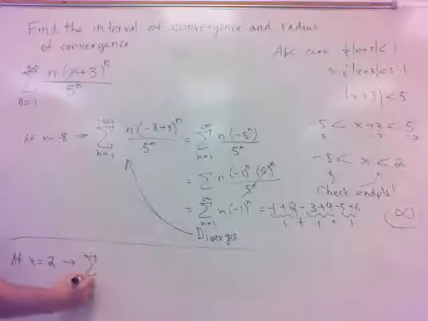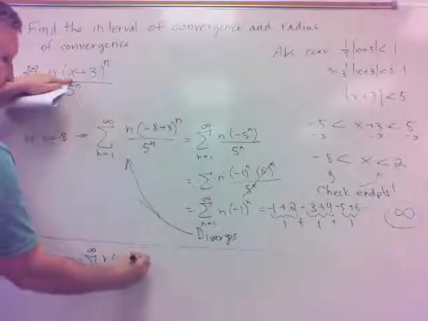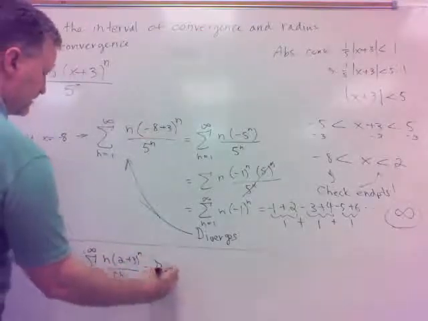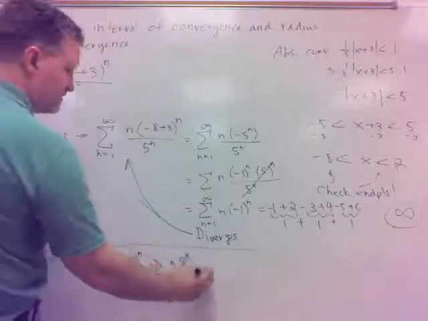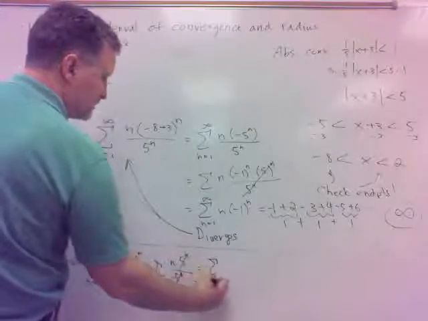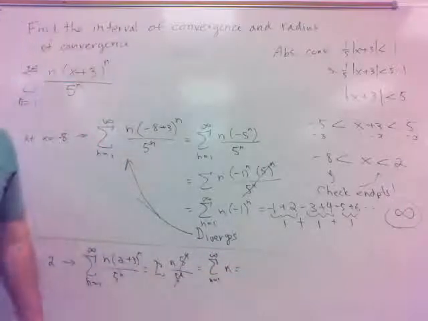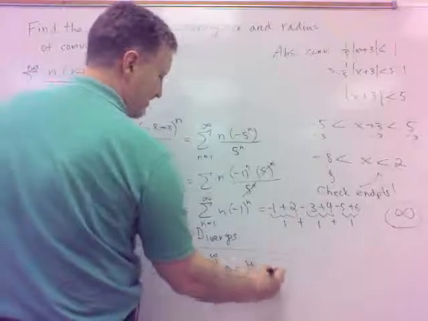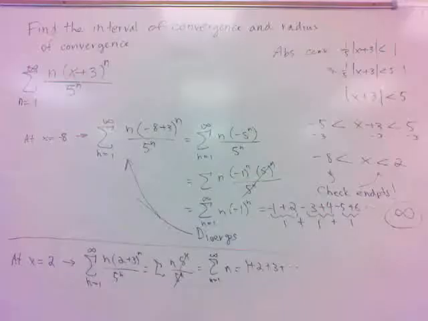we'll have what series? n equals 1 to infinity, n, so x is 2, so we have 2 plus 3 to the n, over 5 to the n. Hey, that's just the series of n times 5 to the n over 5 to the n. Of course, the 5 to the n's cancel, so it's just the series n equals 1 to infinity of n, which is 1 plus 2 plus 3 plus 4. What's that going to do? That's just going to keep getting bigger and bigger and bigger, so that's going to be divergent too.